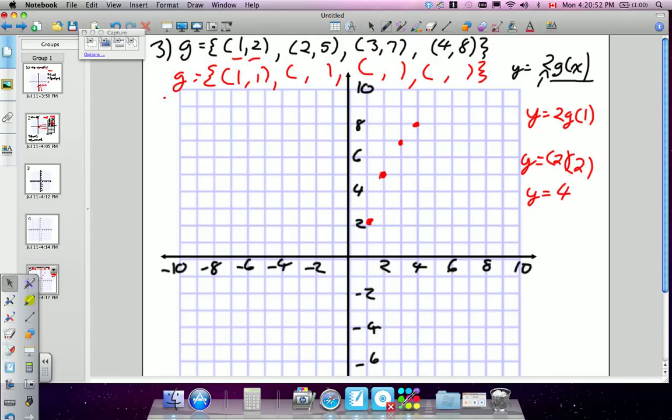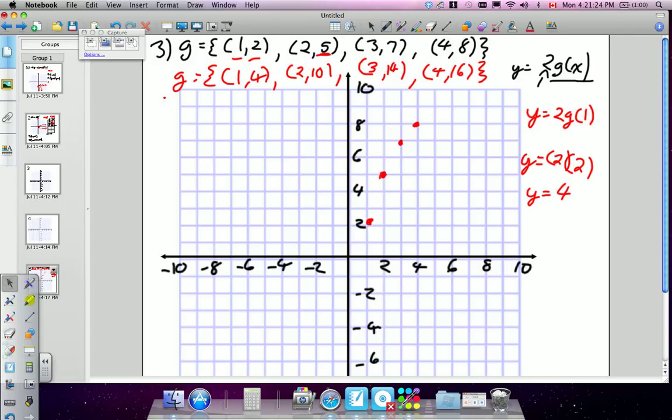So essentially this 2 is going to stretch everything. All we're really doing is multiplying the y values by 2, by plugging it in. So the next idea: if I plug the number 2 in, I know that when x is 2, g at 2 is 5, because that's what this number 5 is here. I do 5 times 2 is 10. Same idea with 3: 7 times 2 is 14. And same with 8, 16.